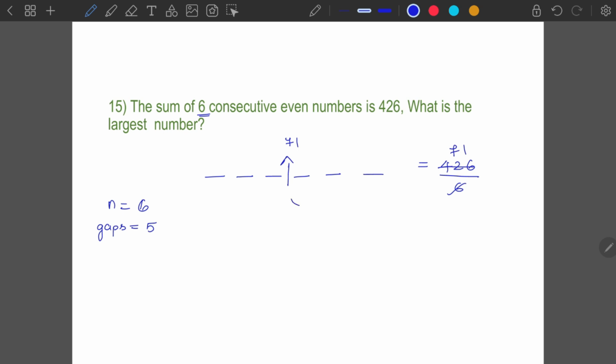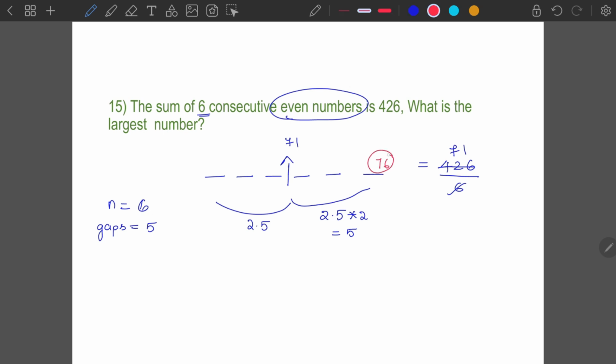gaps equal to 5. So 2.5 this side and 2.5 this side. Since it is an even number, we need to multiply by 2, equal to 5. So 7 1 plus 5 equal to 76. So the largest number is 76.